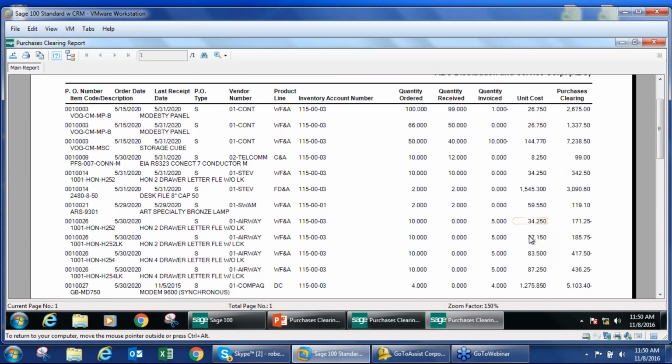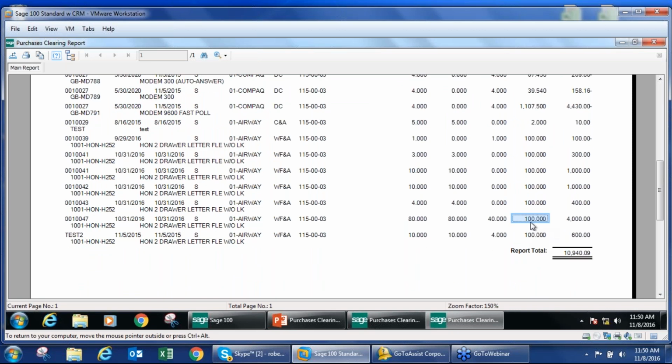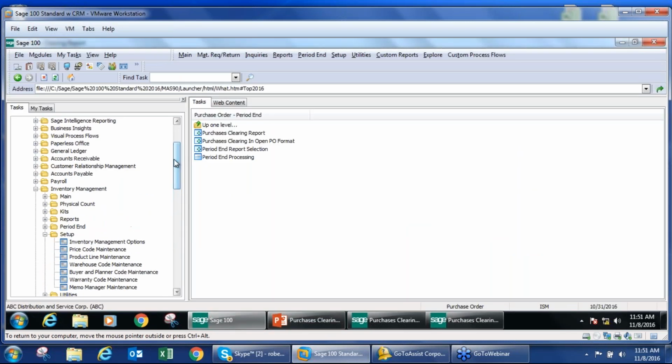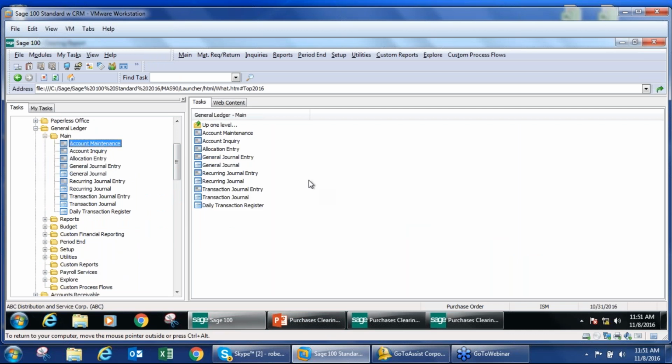This next column is our unit cost at $100. And here we should have a purchases clearing balance of 4,000. If we go to our GL, we'll definitely see debit entries of 4,000, credit entries of 8,000, leaving us a net credit entry of 4,000, which should be what we're tying our GL to. At the end of the day, when we run this report, we should be looking at the report total and tying that back to our purchases clearing account.